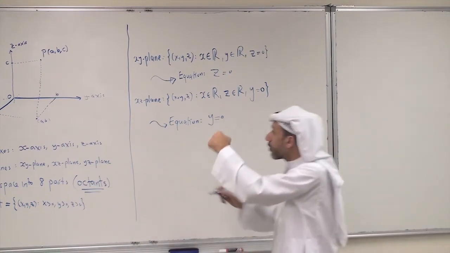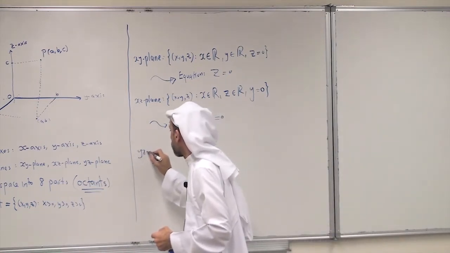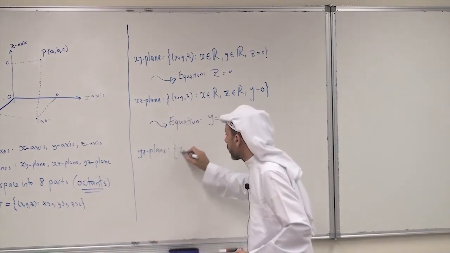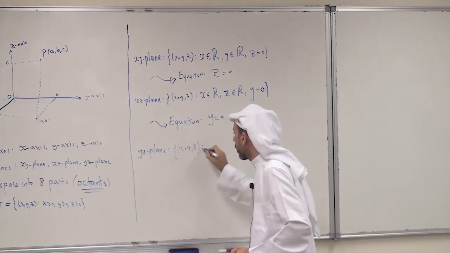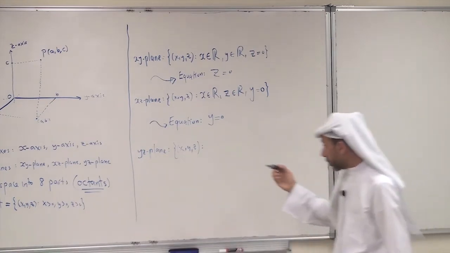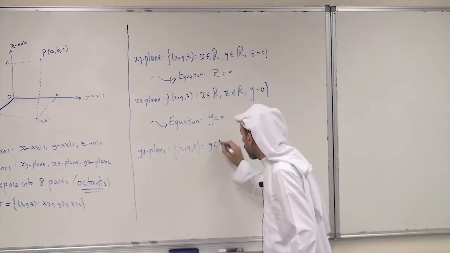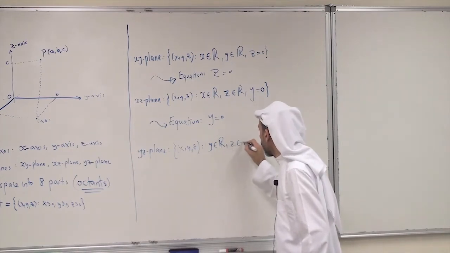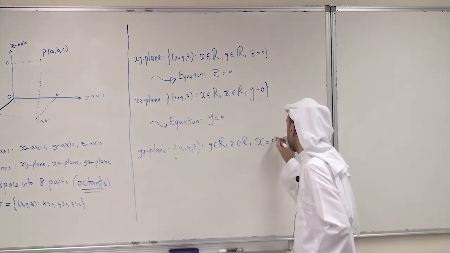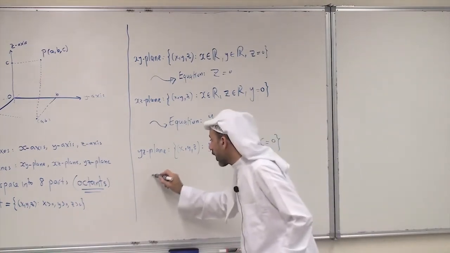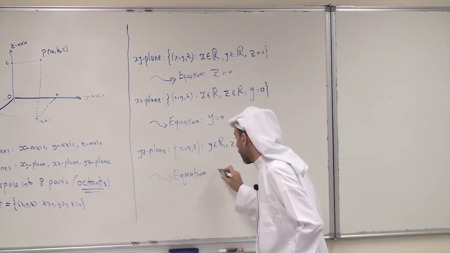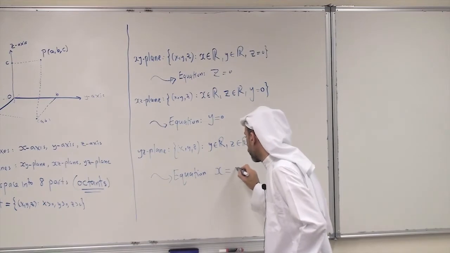In a similar manner, we have the YZ plane. In set notation, it consists of the points X, Y, Z, where Y and Z are free. They can take any real number, but X equal to zero. Or we can describe it simply by the equation X equal to zero.